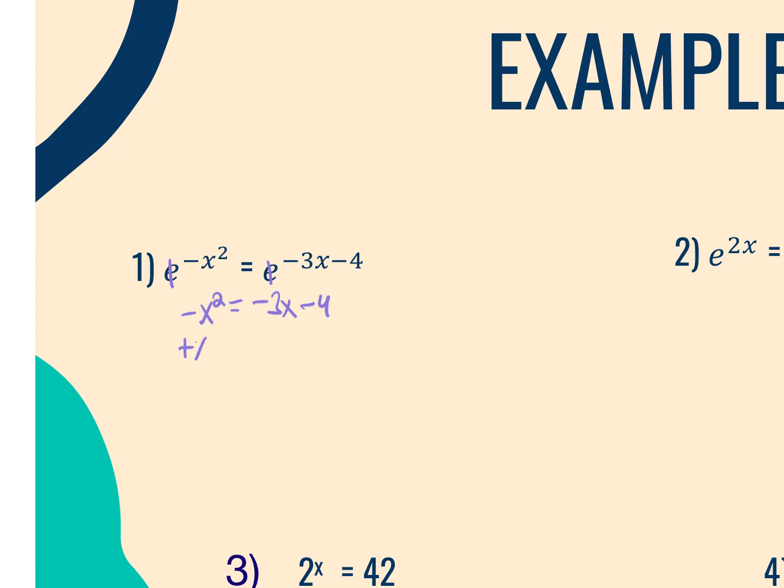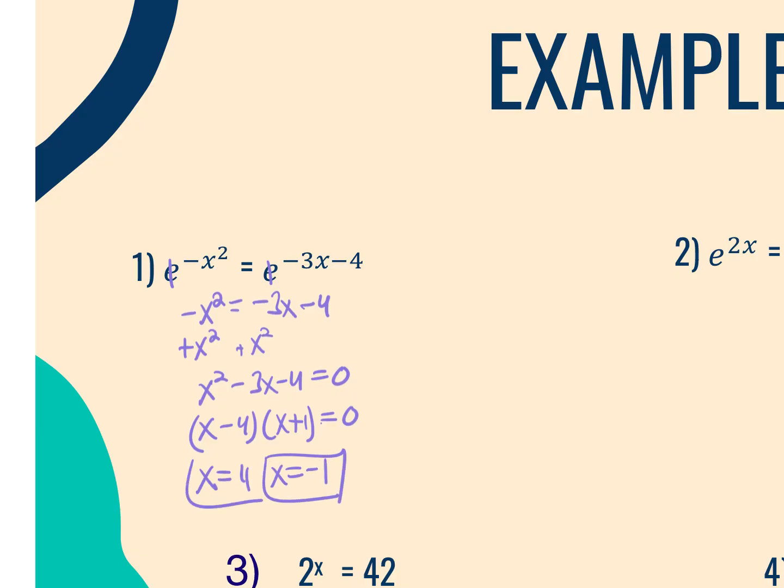quadratic equation. We can add x squared on both sides, and then we end up with x squared minus 3x minus 4 equals 0. And then you just factor and solve like normal. We get x minus 4, x plus 1 equals 0. And then you get x equals 4 and x equals negative 1. So we get two answers here.